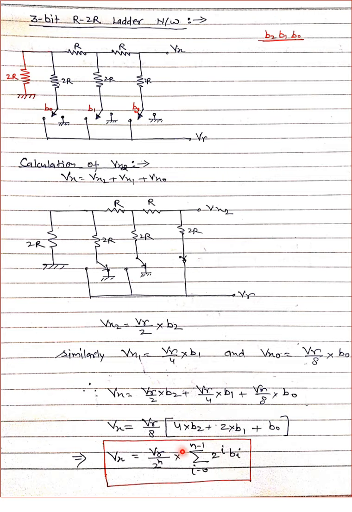So you have to keep in mind that for R2R ladder the resolution is given by Vr upon 2 raised to power n, whereas for the other configuration this resolution is given by Vr upon 2 raised to power n minus 1. So for a 3-bit R2R ladder, the final output voltage Vx is given by Vr upon 2 raised to power n into this decimal equivalent of the binary.